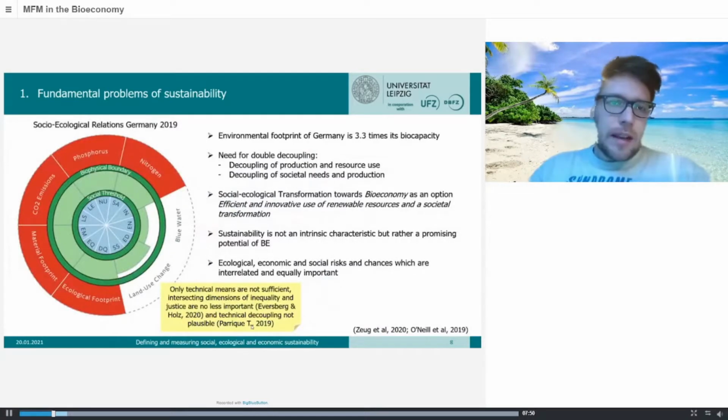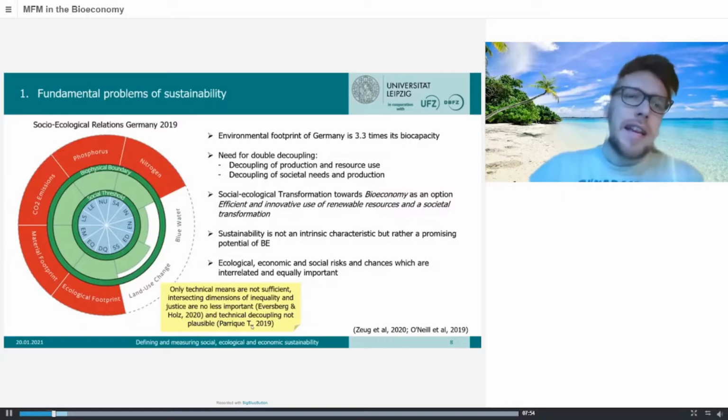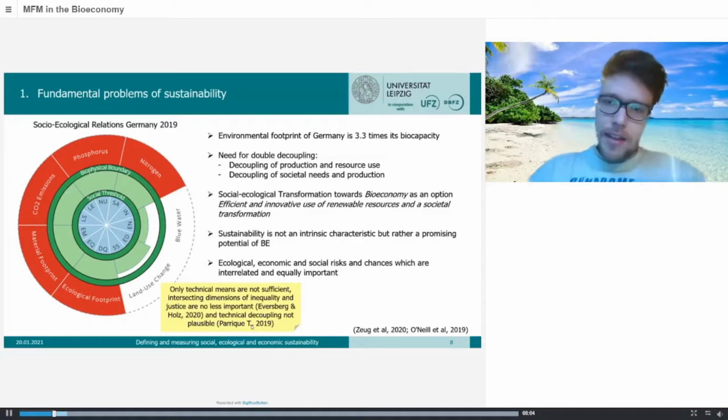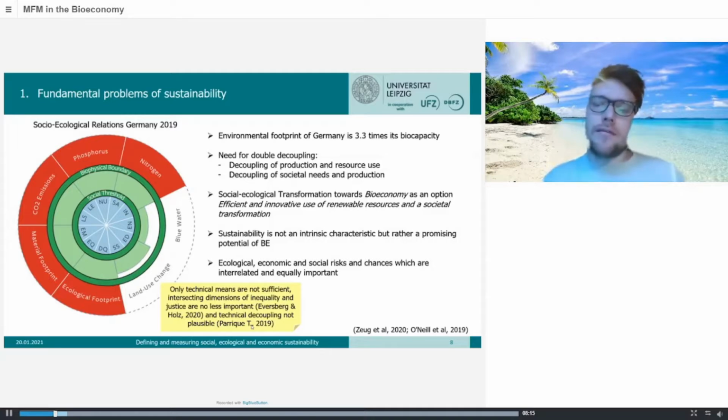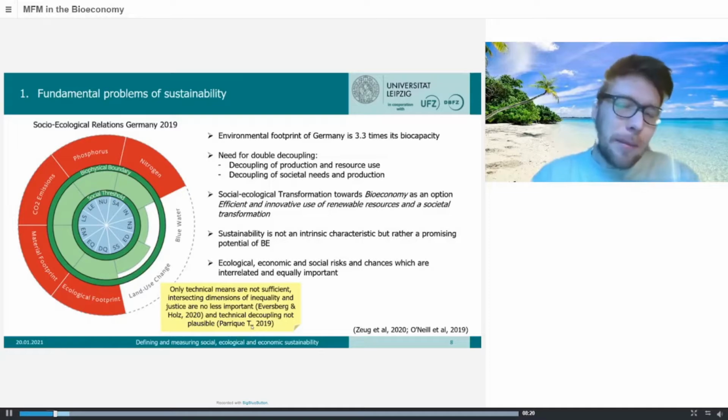And to give you a number on these social-ecological relations in Germany. Social-ecological relations means exactly this relation between social needs and planetary boundaries. In Germany, our environmental footprint is 3.3 times its biocapacity. So we are transgressing the planetary boundaries by about 3.3 times. It's not like 1 point something, it's 3.3 times.